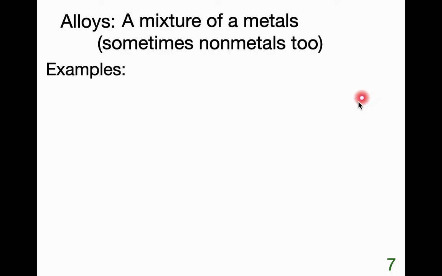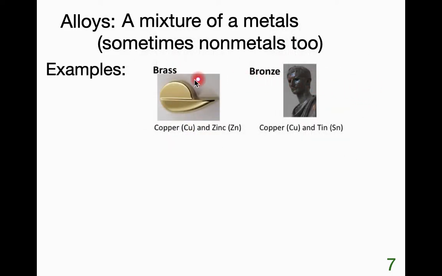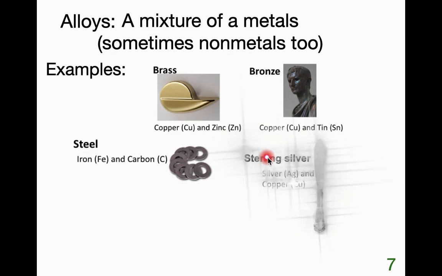Here are some common alloys you've probably heard of. Brass is a mixture of copper and zinc. Now, there's no specific ratio. It just contains copper and zinc. So there are different proportions of copper and zinc in different types of brass. Bronze is the same thing, copper and tin. Steel is iron and carbon. Carbon's a non-metal, but it's still referred to as an alloy.